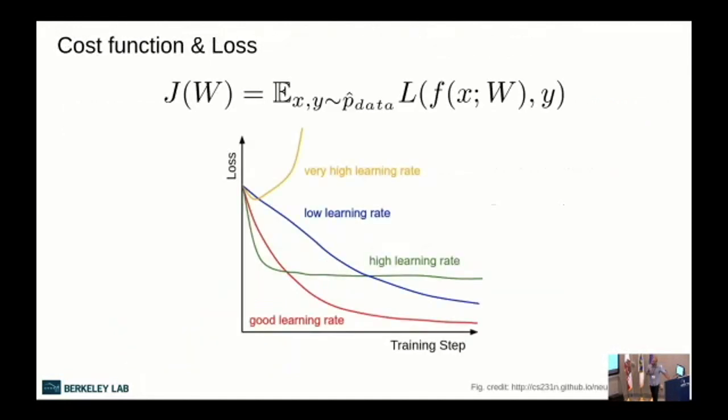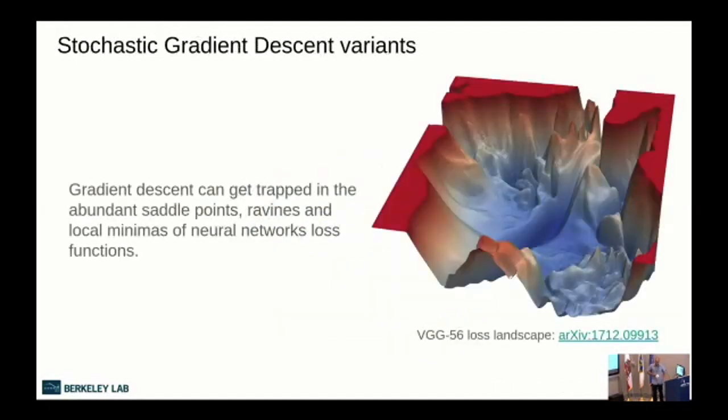Okay. So how does this look in practice? I just want to emphasize that when you use learning rates that are off, you will get different loss curves or learning curves. And you will really need to find the right learning rate. Okay, so how do we actually do this in practice?